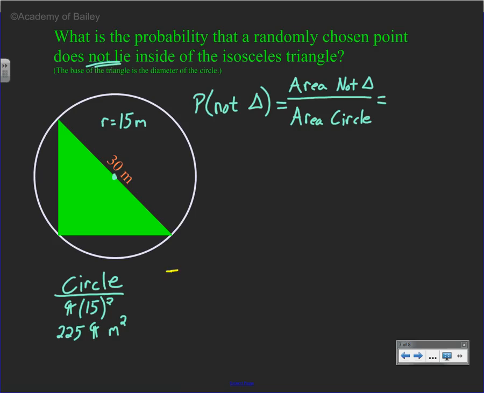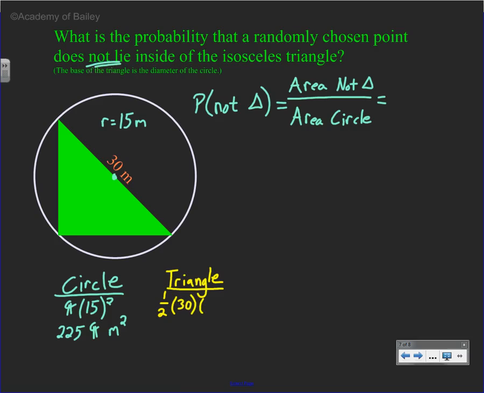And let's do the area of the triangle. Well, we know the formula for a triangle. You can think of it in two different ways: base times height divided by 2, or 1/2 base times height. However you want to think about it. So let's go ahead and say 1/2 base. The base is 30 times the height.